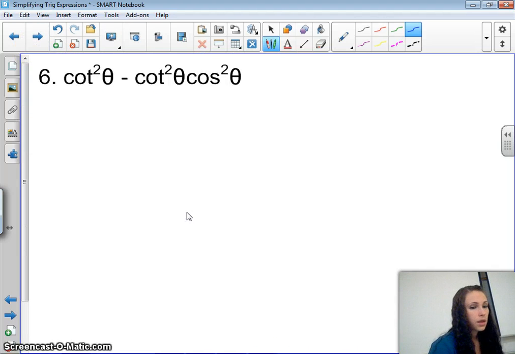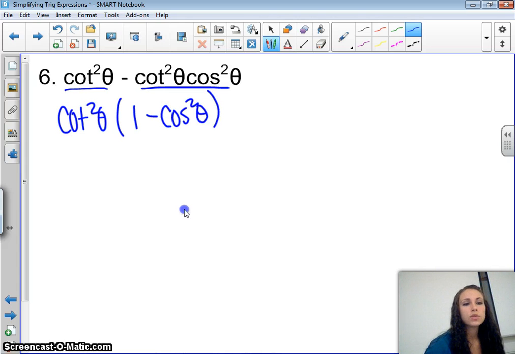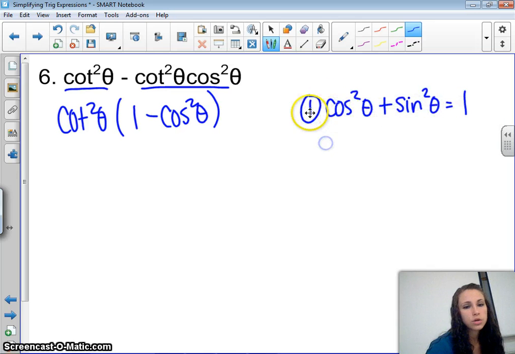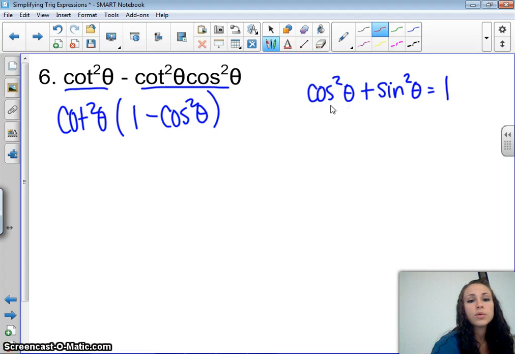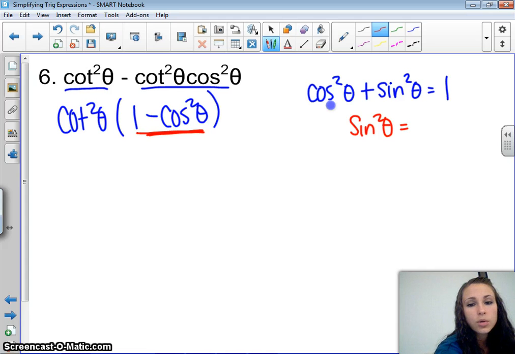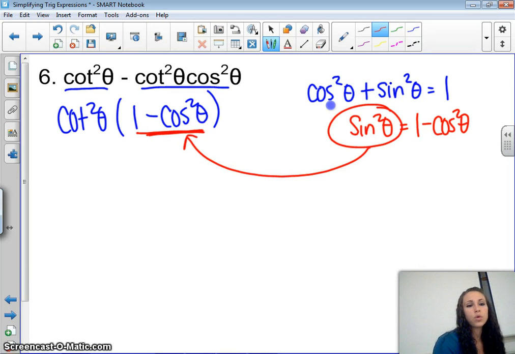Alright, number 6. This one is another one where you have two terms and they have a common factor. So I'm going to factor out a GCF here. So this is going to be cotangent squared and then 1 minus cosine squared. And so then my 1 minus cosine squared, we're still going to use this same identity. I automatically think Pythagorean. This one's a little bit easier than the first couple that we did, because in order to make our identity look like what we have, all I would need to do is subtract the cosine over. So this is just going to be sine squared equals 1 minus cosine squared.